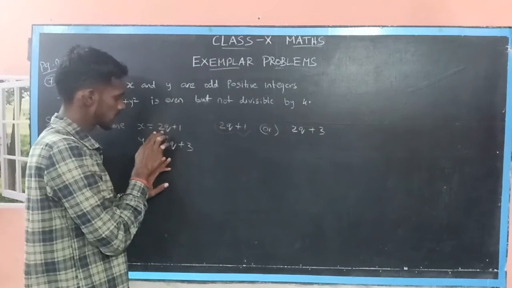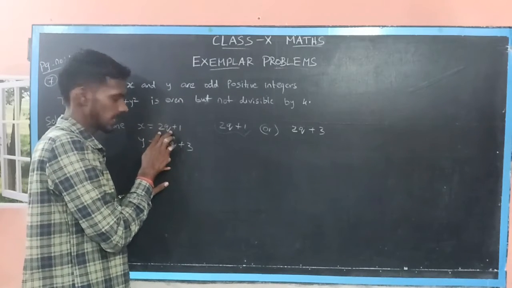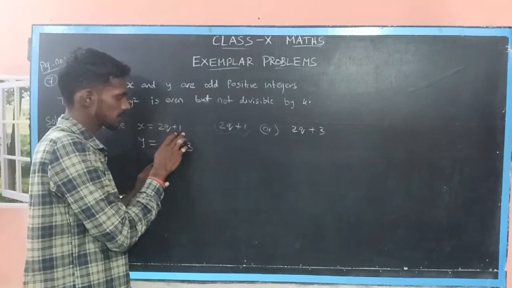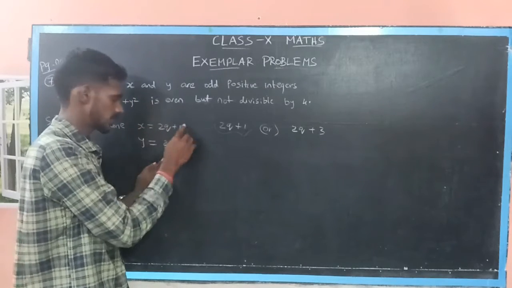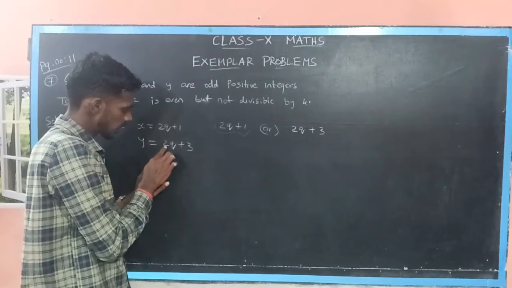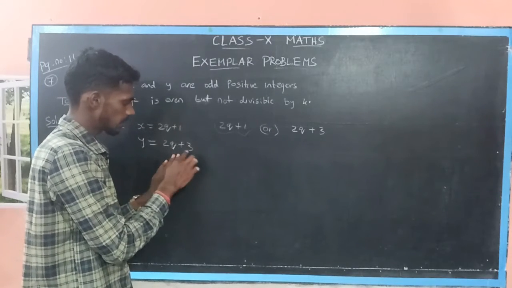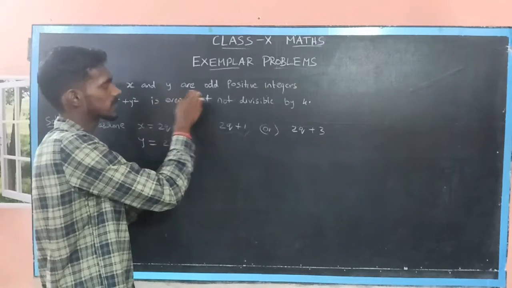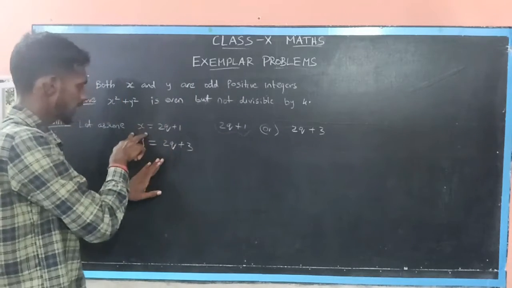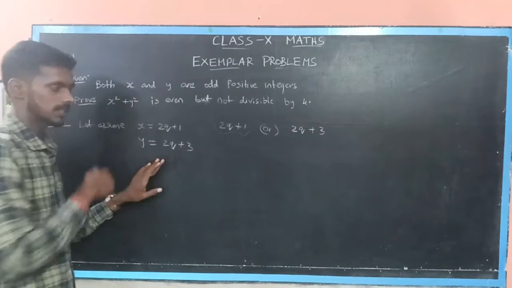We apply the Euclid's division lemma condition and some basic mathematical facts: the product of even and any integer becomes even, and even plus odd becomes odd. So x is an odd number, which satisfies the condition. Here, 2 into q is an even number plus an odd number, even plus odd becomes odd, so y is odd. It also satisfies the condition. So I am taking x is equal to 2q plus 1 and y is equal to 2q plus 3.